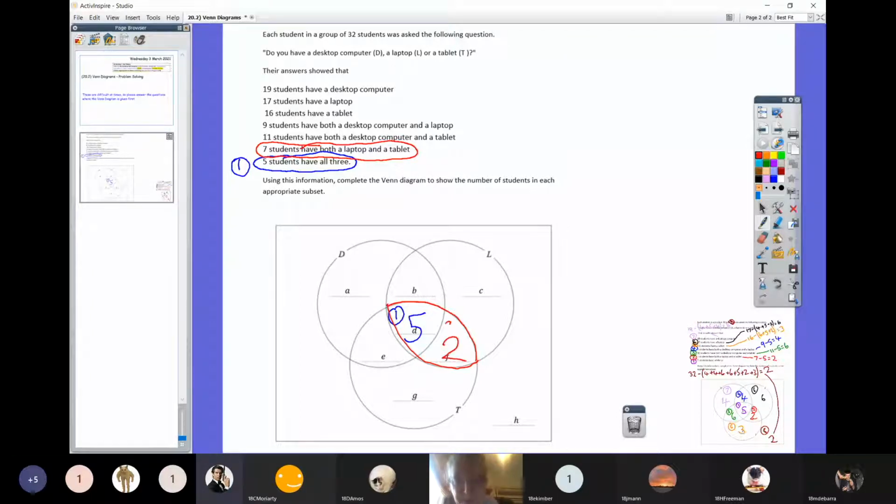And that's the second thing we've worked out. So let's just go over that again. 5 students had all 3. That's the bit in blue. 7 students have both a laptop and a tablet. And those are the 7 you can now see. 2 of them have only a laptop and a tablet. 5 have got all 3. OK, let's now move on to the next bit of information, which I'm going to do in green. 11 students have both a desktop and a tablet. So that's going to be what I'm now doing in green.